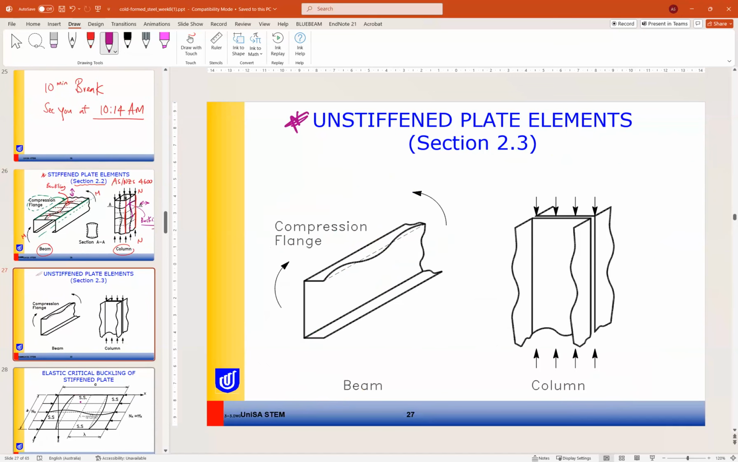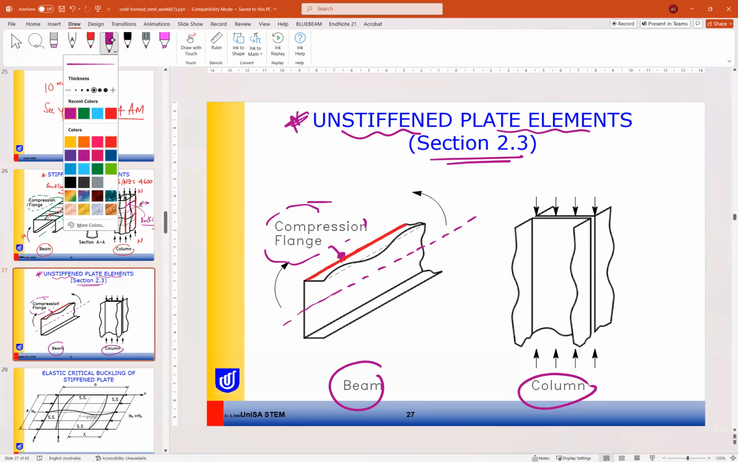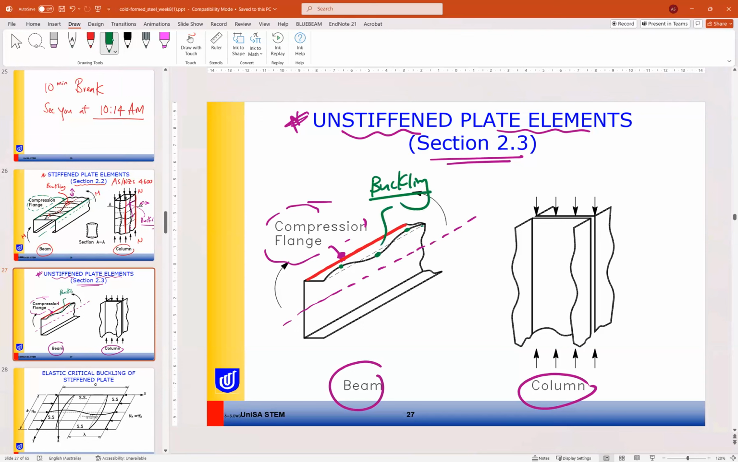For unstiffened plate or unstiffened member, section 2.3. So if we have a beam again and column, for the beam, this is our neutral axis, so our compression flange is the top flange. So the top flange is supported at one edge, free on the other edge. So that's why, as you can see, on the free edge, these points can move up and down freely. So almost all the blade is subjected to buckling because nothing prevents the movement up and down.